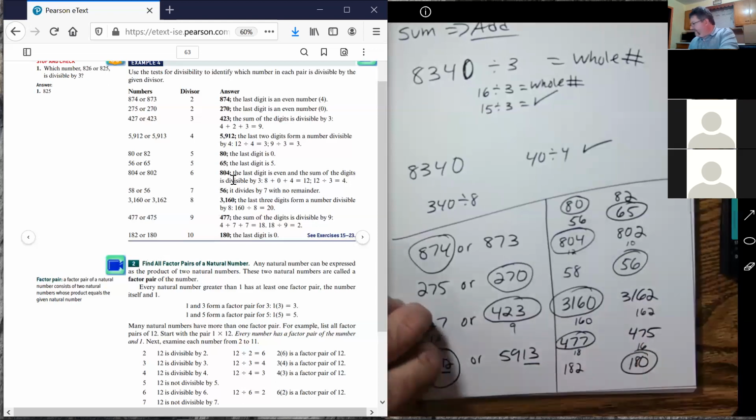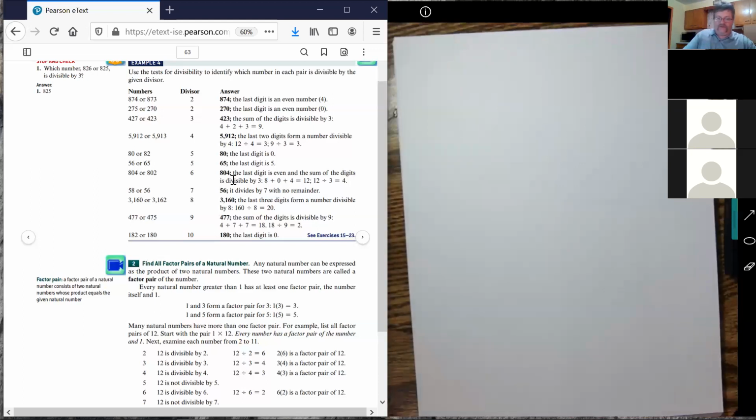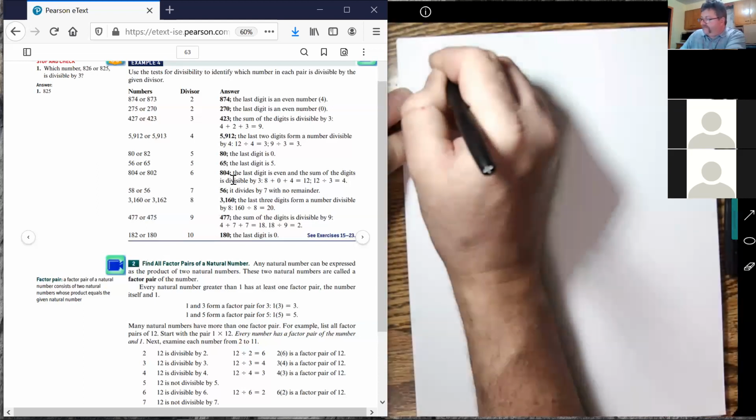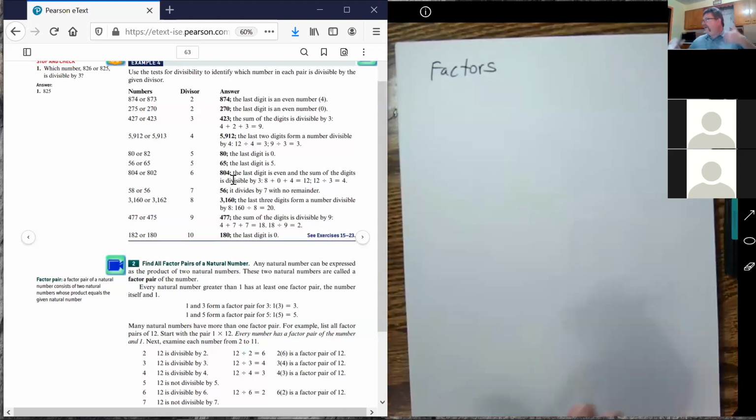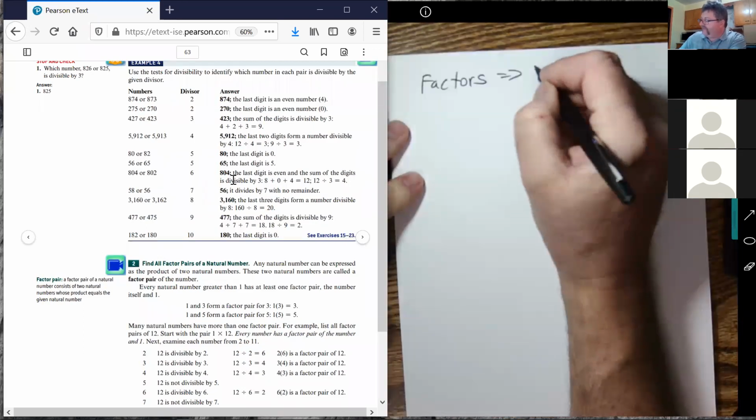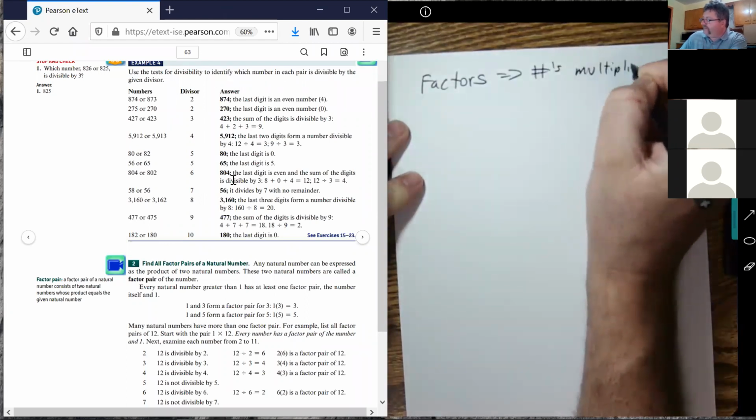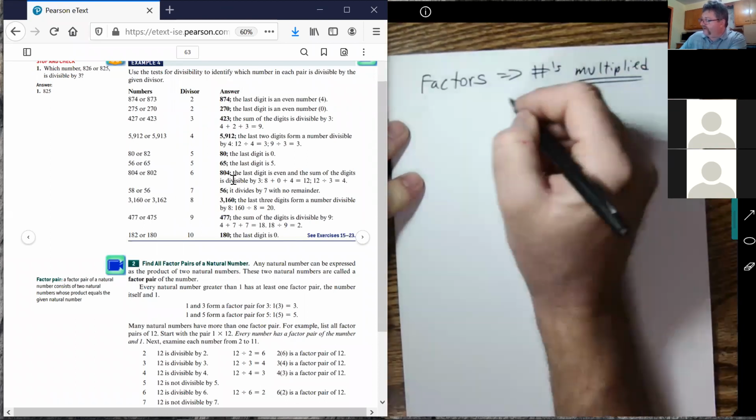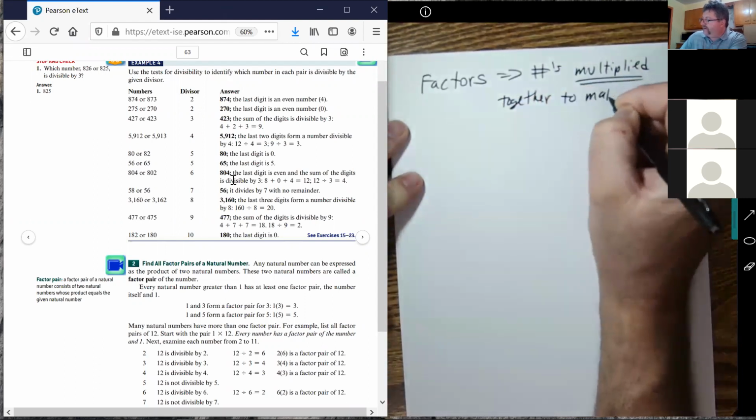Now we're going to talk about a thing called factoring. Okay, it's another thing we're going to have to do as we deal with fractions. Okay, we need to find factors. Okay, what are factors? Well, factors are numbers that are multiplied together to make another number. Okay, that's the key word, multiplied together to make another number.